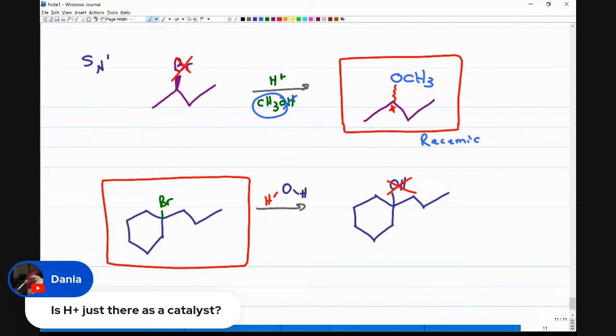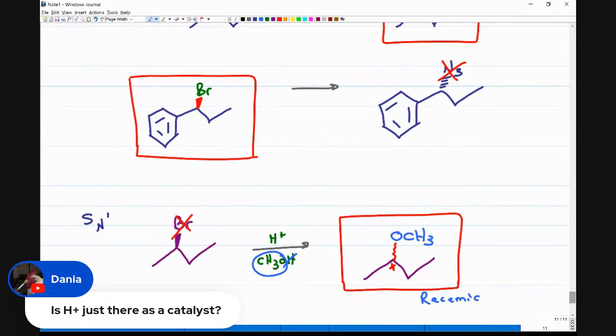Question. Is H plus there just as a catalyst? Yes. So let's say you're asked for the reactant here. Let me actually show you how to do that. Grab whatever group looks like it was the nucleophile, and then just put something like an Na before it so you have the positive spectator.